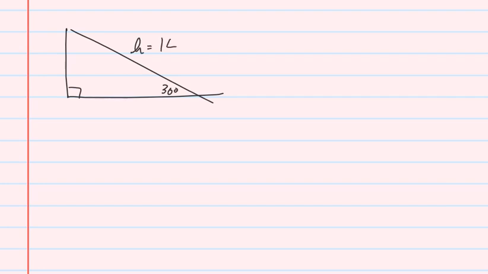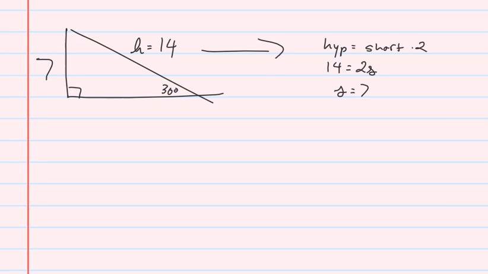And if I were to give you your hypotenuse, finally, let's say hypotenuse equals 14. Go ahead and chop that in half. So hypotenuse equals short times 2. So 14 equals 2s, s is equal to 7. And then multiply that by radical 3, and you have all 3 sides.